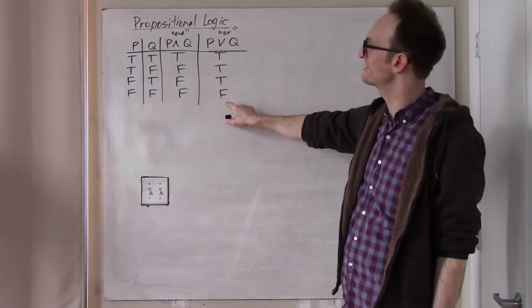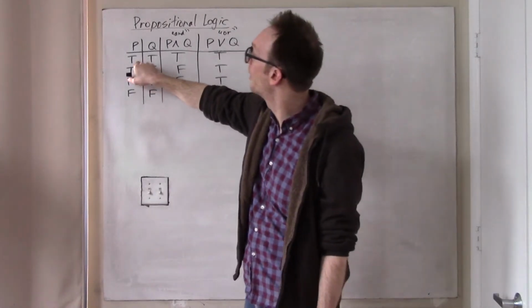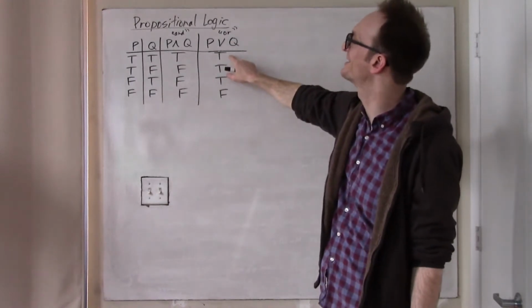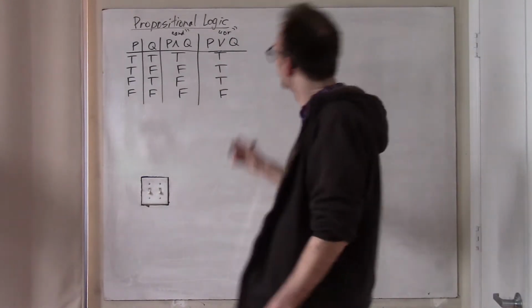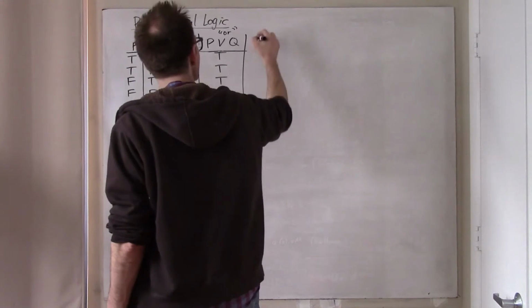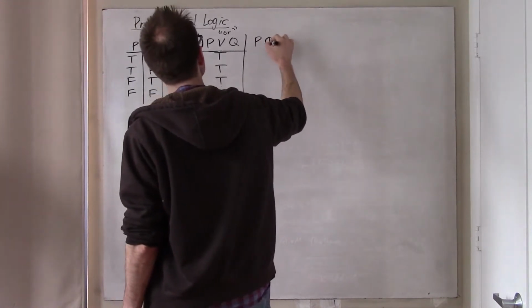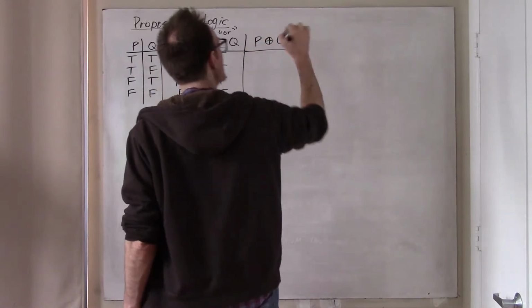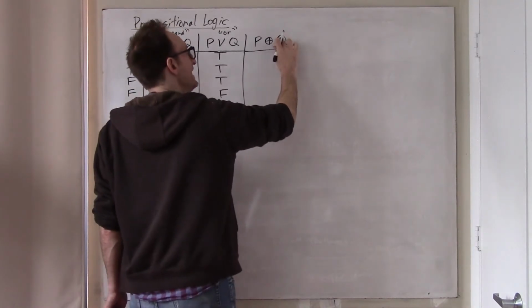It's inclusive in the sense that when P and Q are both true, then this OR sentence is true. There is also a sense of exclusive OR. Wow, that was terrible. Good. No editing, no going back.